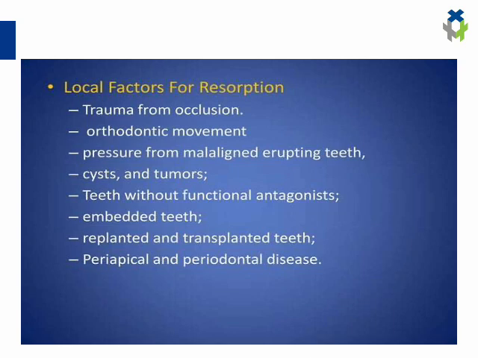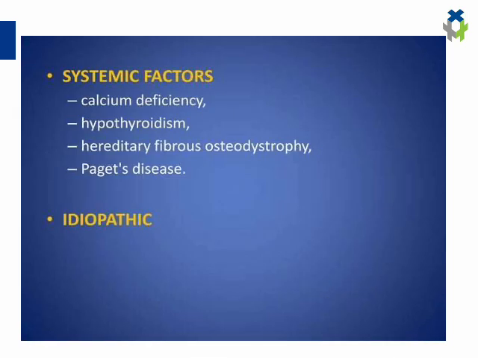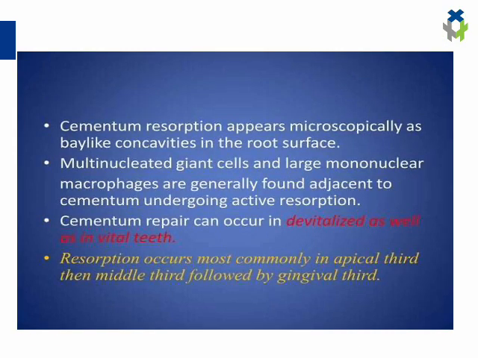Local factors for resorption are trauma from occlusion, orthodontic tooth movement, pressure from malaligned erupting teeth, cysts and tumors, teeth without functional antagonists, embedded teeth, reimplanted and transplanted teeth, and periapical and periodontal disease. Systemic factors are calcium deficiency, hypothyroidism, hereditary fibrous osteodystrophy, Paget's disease, and the third one is idiopathic.